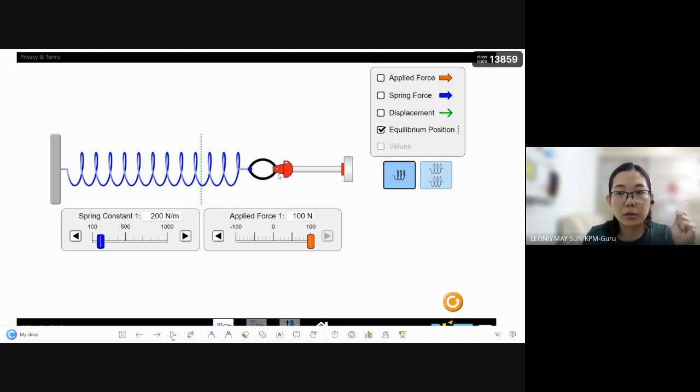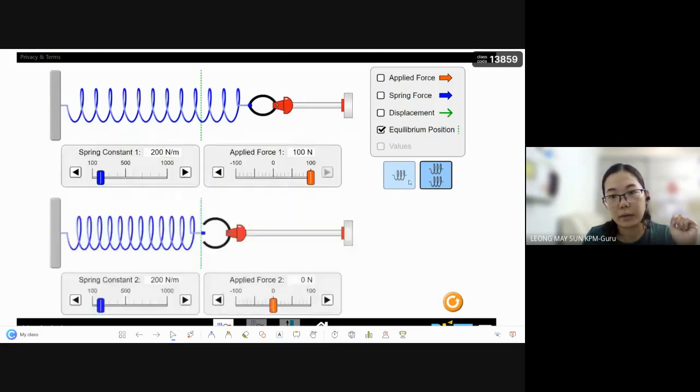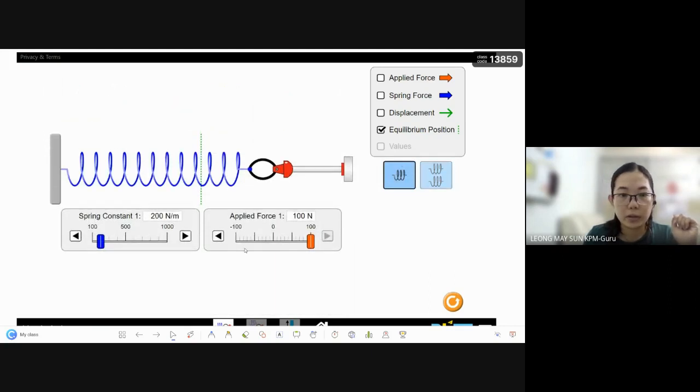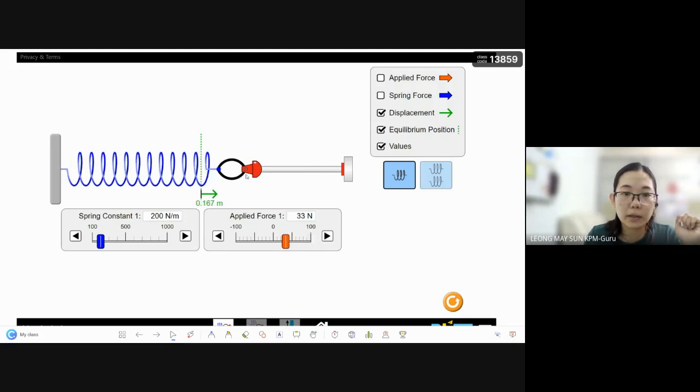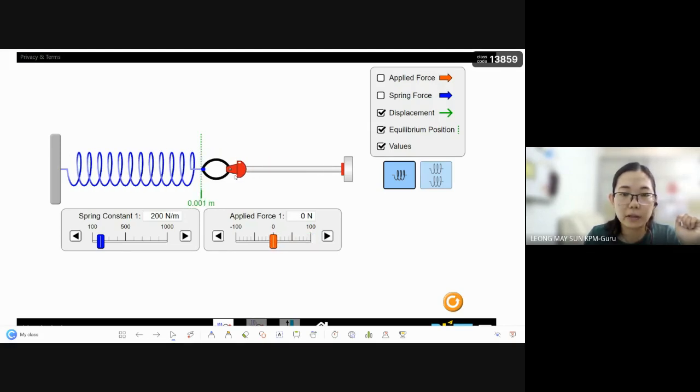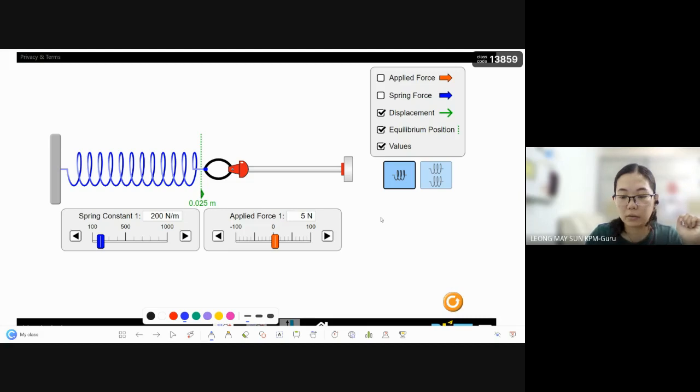All right, so let's see this one. This is a simple thing that I want to show you guys. Let's just say one thing. If I were to pull with a force of 5 Newton, it actually extends by 0.25.